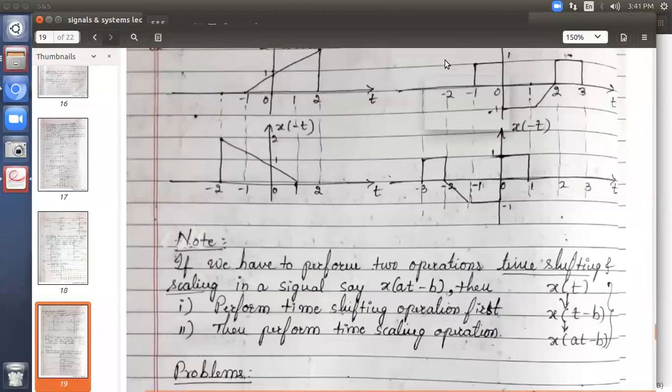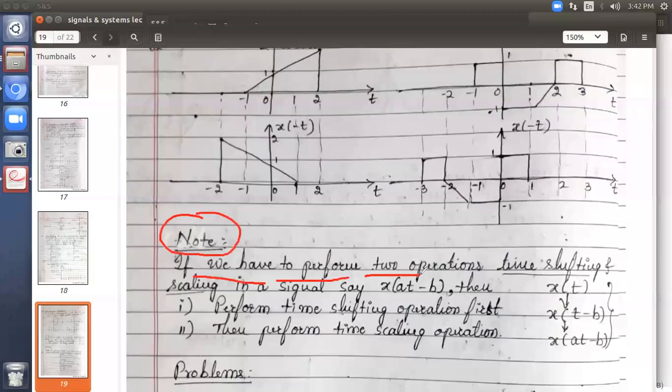You can check it on the screen. I have written something in the form of a note. It's very important, as we have already studied three different types of operations performed on the independent variable, time. You read out the note.